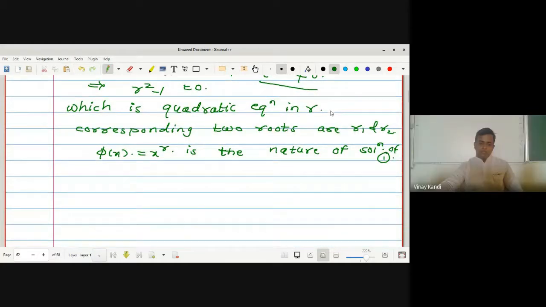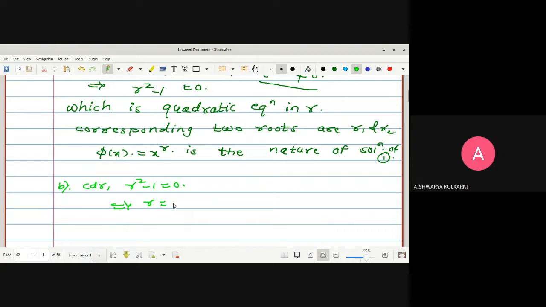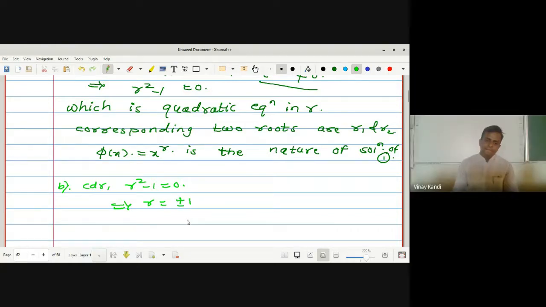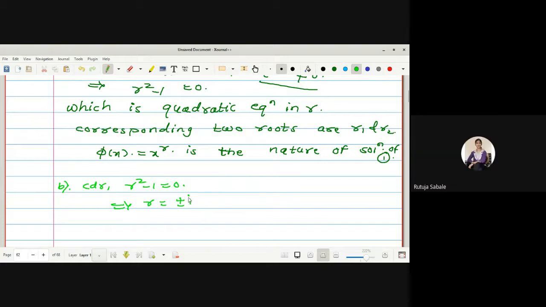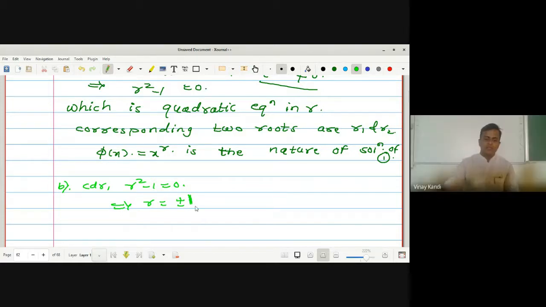No, sir. Okay, now the second part, B part. We have to find the two linearly independent solutions for x greater than 0 and prove that they are linearly independent. Now consider r square minus 1 is equal to 0. What does it imply? r is equal to plus minus 1, because r square is equal to 1 implies r is plus minus 1. So r1 is 1 and r2 is minus 1.